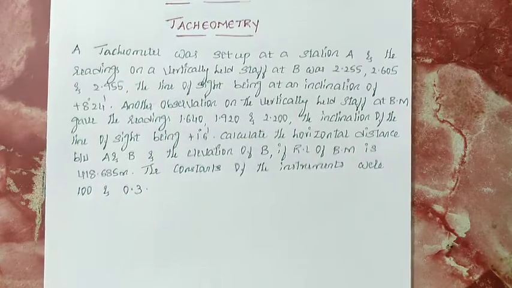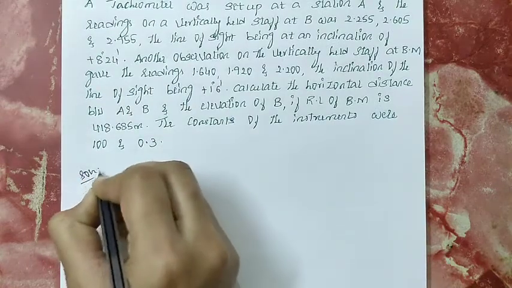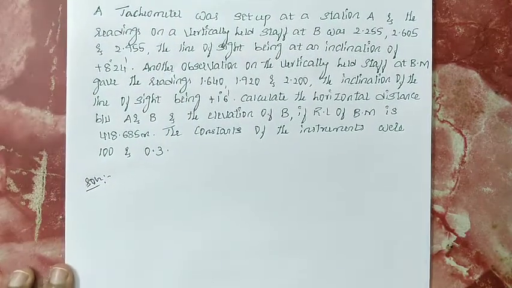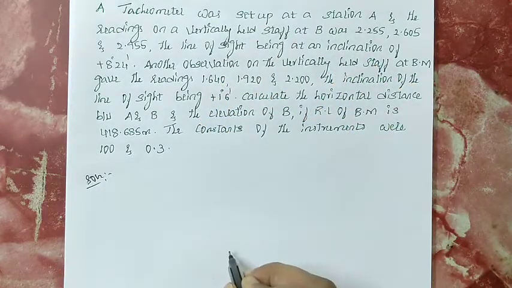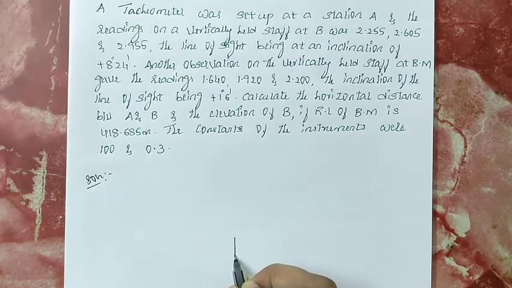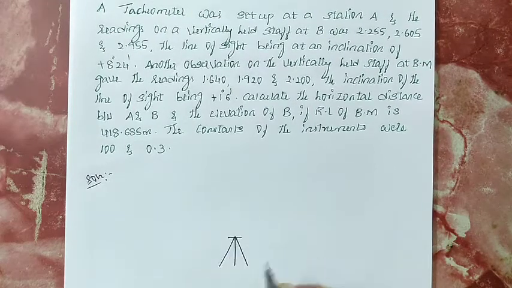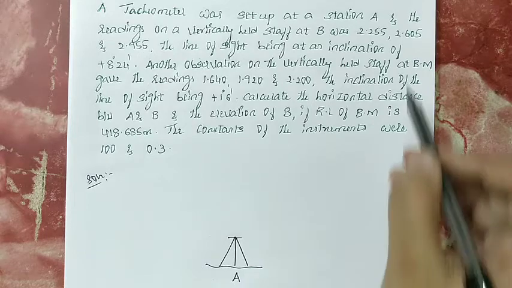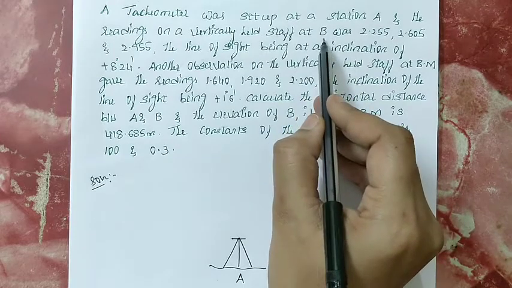First write down the data. What are all the data they have given? Before that I will draw the figure for understanding purpose. What they have said: a tachyometer was set up at a station A. I will call this station A where the instrument is set up. This is the ground. This is the tachyometer station, station A as mentioned in the problem. And the readings were taken on a vertically held staff at B. The staff was held at station B.